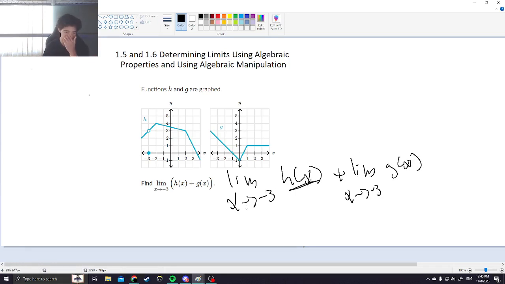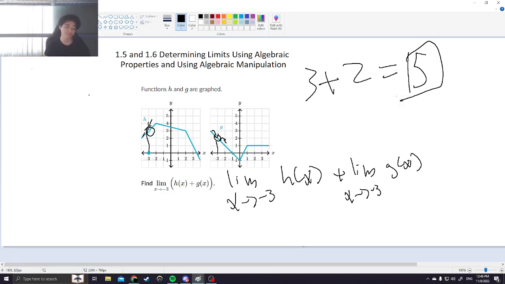So h of x, limit approaching negative 3 of h of x. Let's look at the graph. You have negative 3 here. Okay, cool. Goes up to 3 from the left side and the right side. Everybody agrees. Limit h of x is 3. Okay, g of x. X approaching negative 3. You look at the graph. Negative 3. Okay, left side, right side. It's all approaching 2. 3 plus 2 equals, wait for it, 5. Boom. Your answer for this is 5.